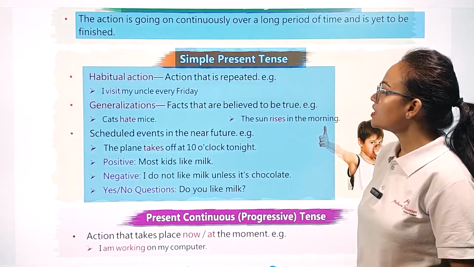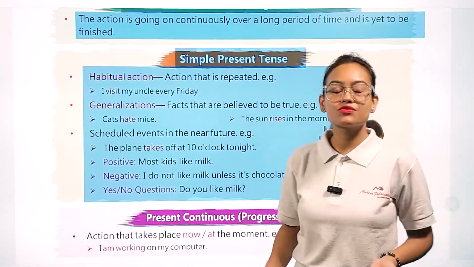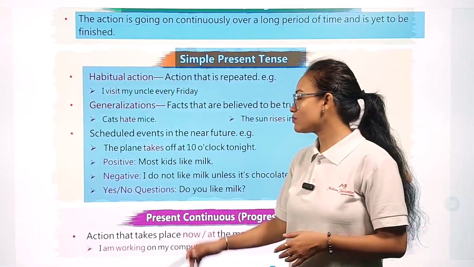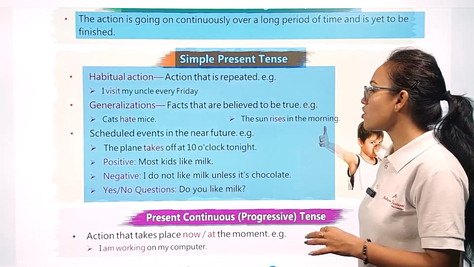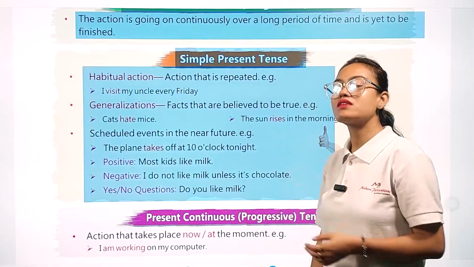Scheduled events in the near future. In simple present tense we are also going to talk about scheduled events which are going to happen in our future. Example, you can see here, the plane takes off at 10 o'clock tonight. So here the plane is taking off at 10 o'clock.